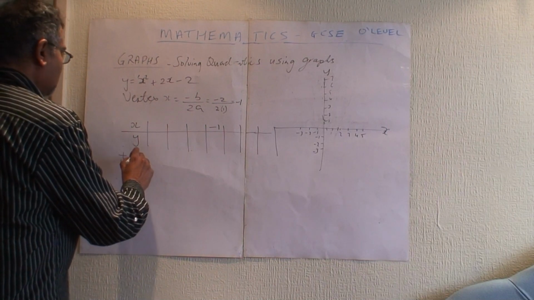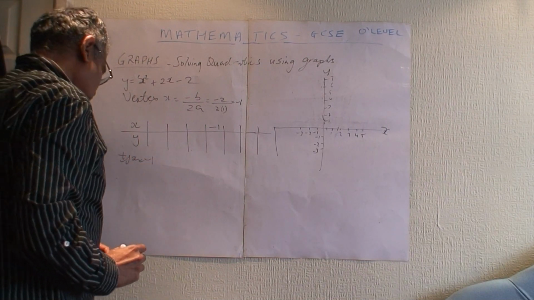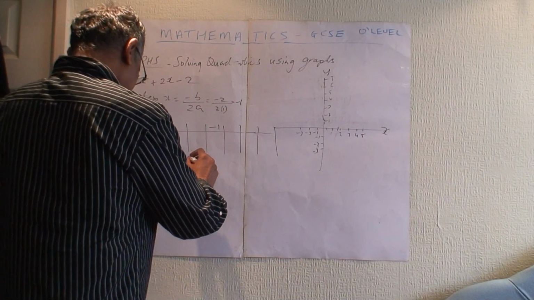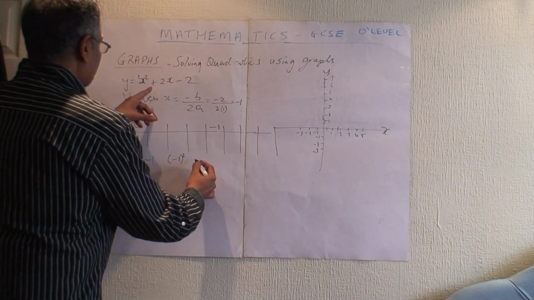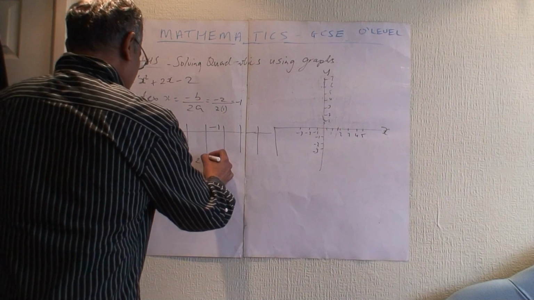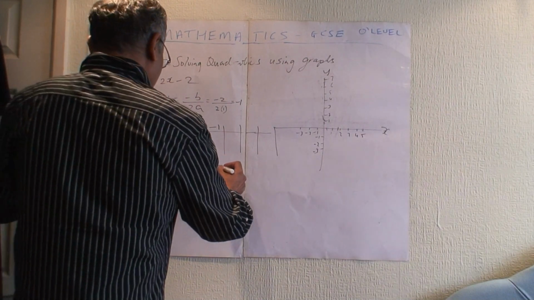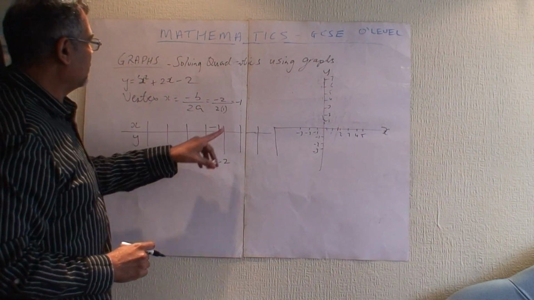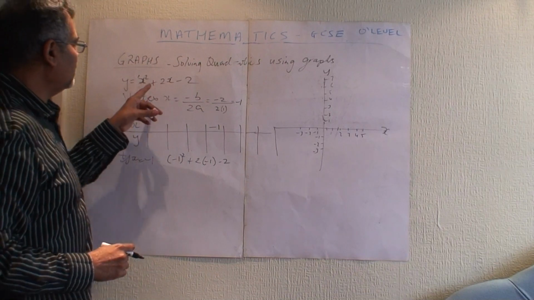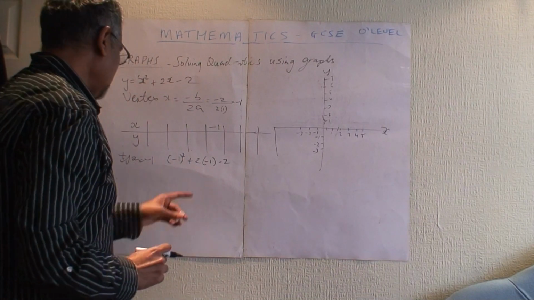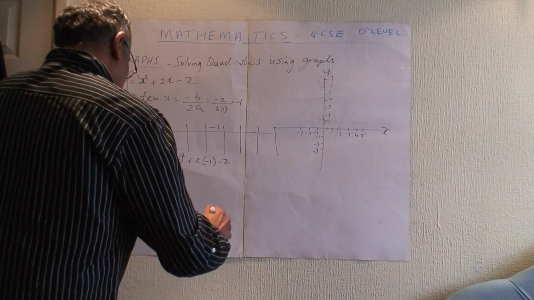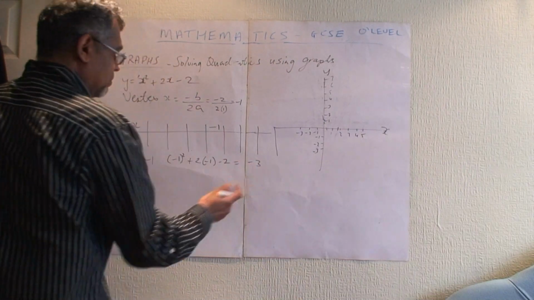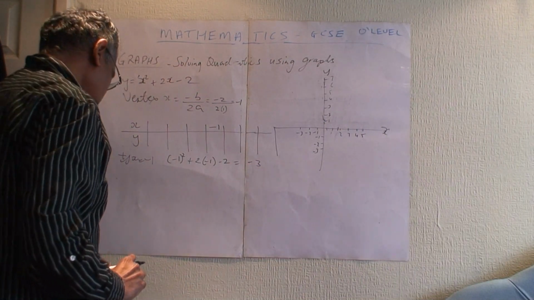Okay, and we try to find y if x is equal to minus 1. Okay, so if x is equal to minus 1, then it works out to be minus 1 squared, alright, plus 2 times minus 1, okay, minus 2. Okay, we substituted minus 1 into this equation here where the x is. Okay, and we worked that one out, and it works out to be minus 3. Okay, I've already worked it out, but you can also work it out as well.